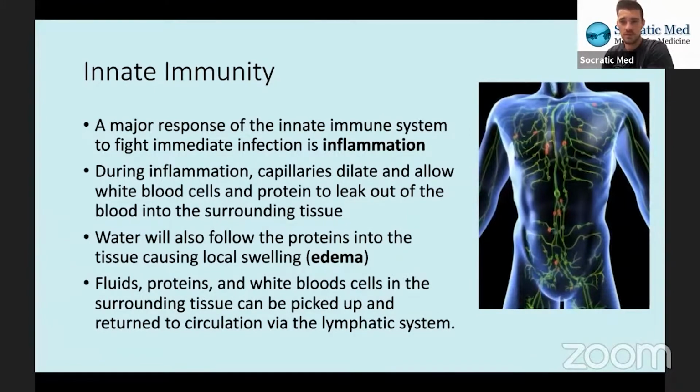So continuing with the innate immunity, I put a picture to the right. It sort of outlines the lymphatic system. You can see all of those lymph nodes, those little bumps. And those are the lymph vessels throughout the body. We're going to talk a little bit about the lymphatic system at the end of the lecture. But for now, we're just going to continue on with innate immunity. So a major response of the innate immune system to fight infection is inflammation.